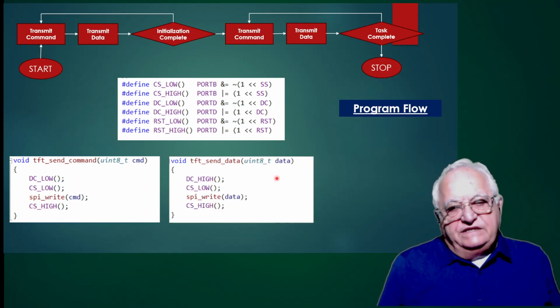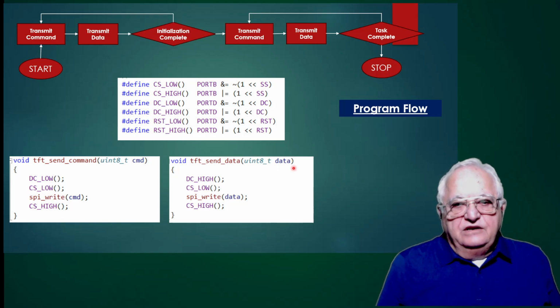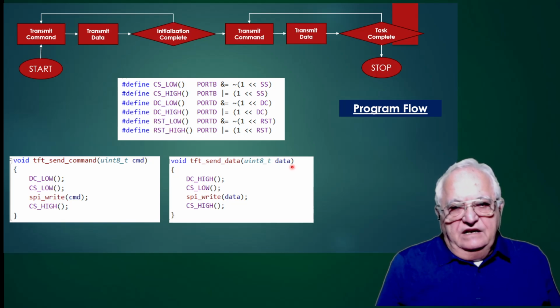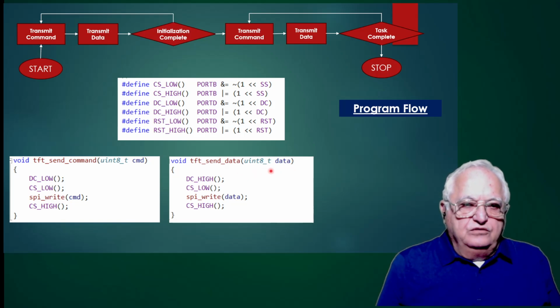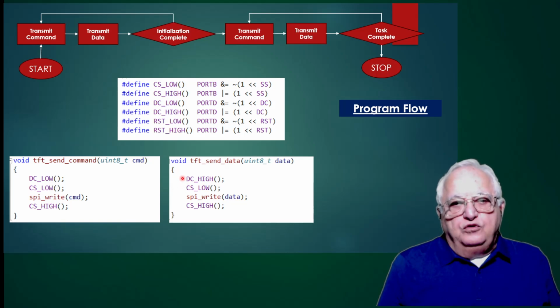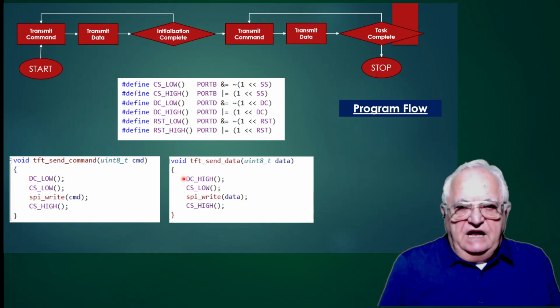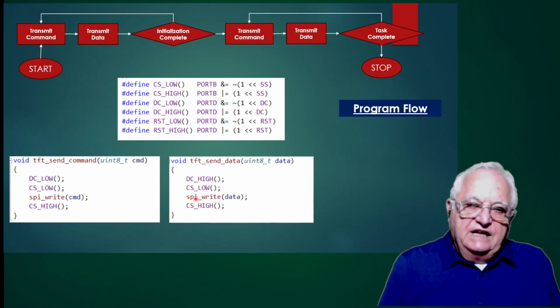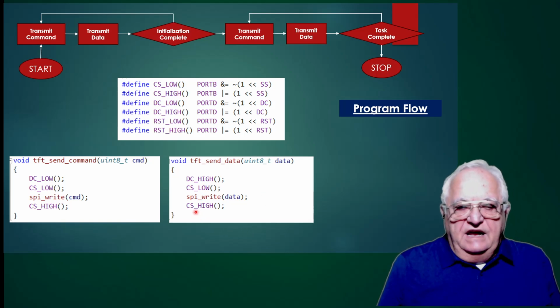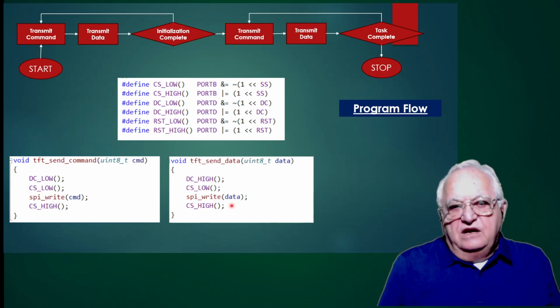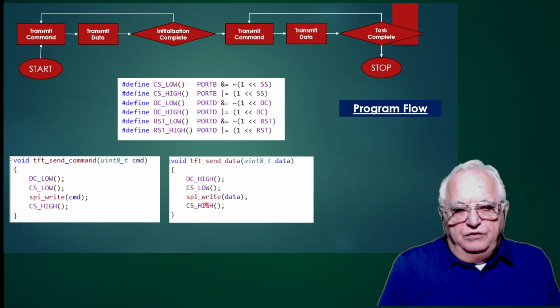Next, how I send data. Sending data is going to be similar to sending a command, except that the data command line is going to be high, which means that I'm going to be sending data. And this is what happens: Port B goes positive, then I send the data, and then the chip select goes high, which means the connection is going to be discontinued.